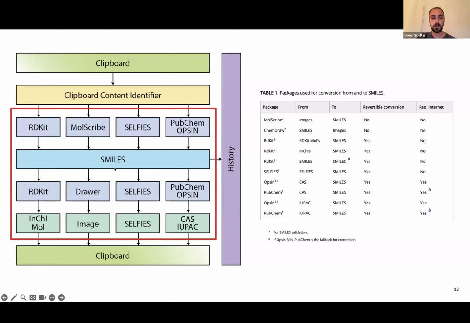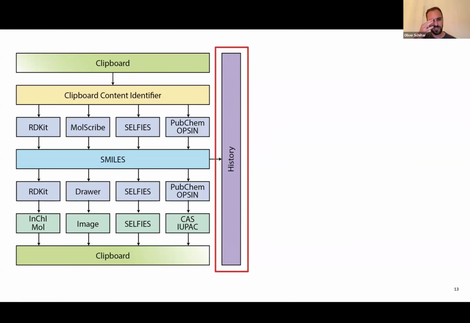And then you can say which format you want to output. If it's SMILES, then it's just copied back into the clipboard. But if, let's say, you want to convert from an image to SELFIES, it's then using the selfies package to go from SMILES to SELFIES and so on.